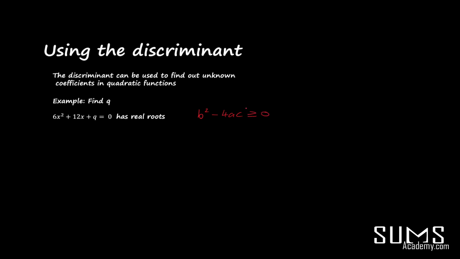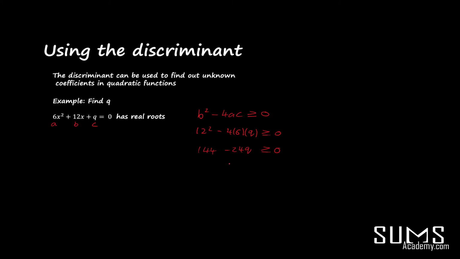Because the two scenarios where there are real roots are either greater than or equal to. So our coefficients are, this is a, b, and c here. So we have 12 squared minus 4 times 6 times q is going to be greater than or equal to 0. So 144 minus 6 times 4 is 24q is greater than or equal to 0.